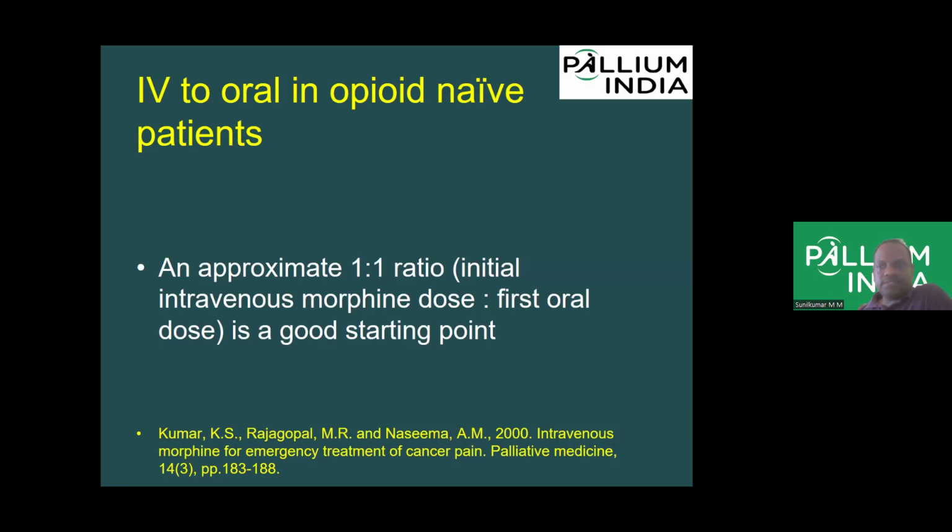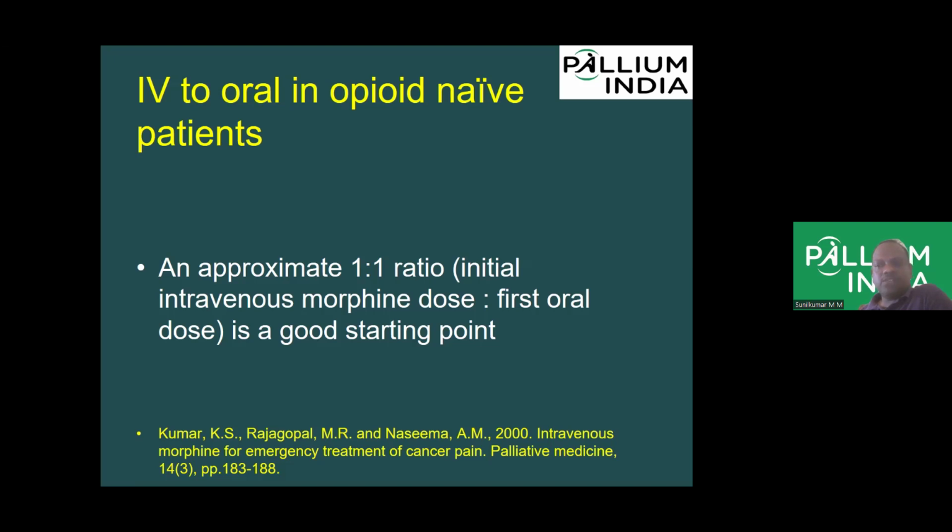And according to this study, they say that an approximate 1:1 ratio of intravenous to oral dose is a good starting point. That means this patient received 4.5 milligram of IV morphine, so you can directly convert it into the same dose of oral morphine. That is what is meant by 1:1 ratio. So 4.5 milligram means 4.5 milligram of oral morphine. But we also know that it would not be possible for us to give 4.5 milligram of oral morphine. So the next possible dose would be 5 milligram.